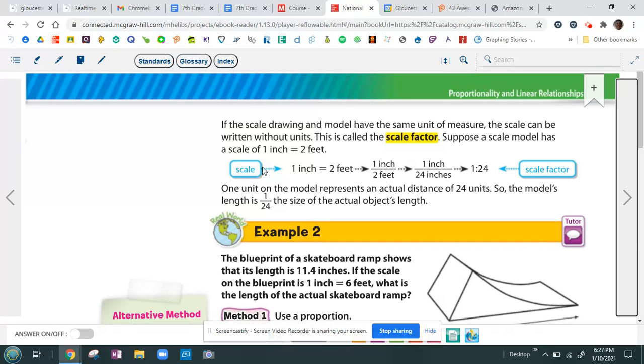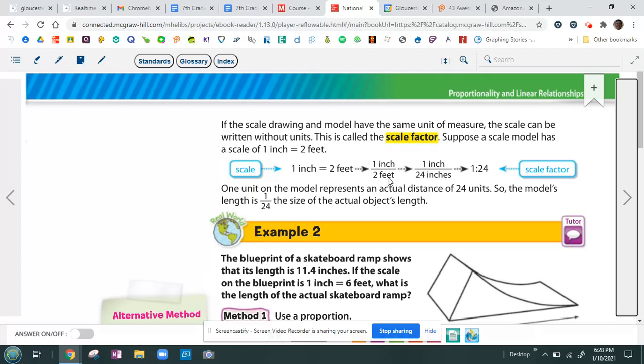So here we go. Moving from scale to scale factor. Notice a scale has units and they're different. 1 inch represents 2 feet. How do we fix that? Or how do we change it to a scale factor? We have to get them to be the same unit. So look, write it as a fraction.